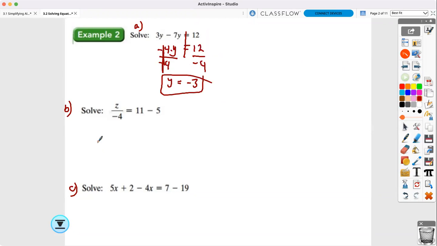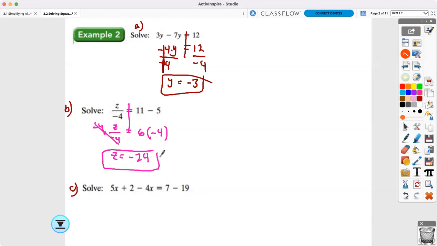Now let's take a look at B. Draw the line down the equal sign. The left side cannot be simplified anymore because it's just z divided by -4. But here 11 minus 5 is 6. We get to combine those two because they're constants. Now look at the left hand side, guys. What's the opposite of dividing by -4? Multiplying. So I'm gonna multiply by -4, and -4 here cancels out the -4, we get z equals -24. And we're done.